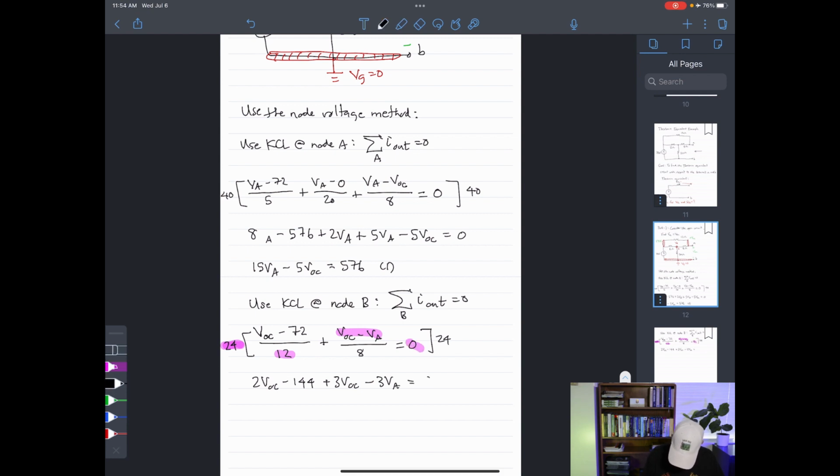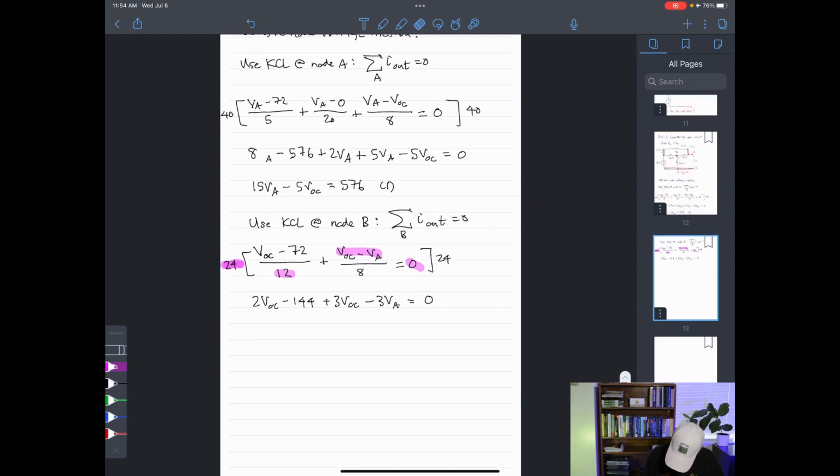I can clean this equation up as well. I have a total of minus 3 VA plus 5 VOC. And this minus 144, I can actually add to the opposite side at the expense of that minus sign to clean it up a little bit. This is the second equation that I wanted, and I'll call that equation 2. So now we have a very clear system of equations.